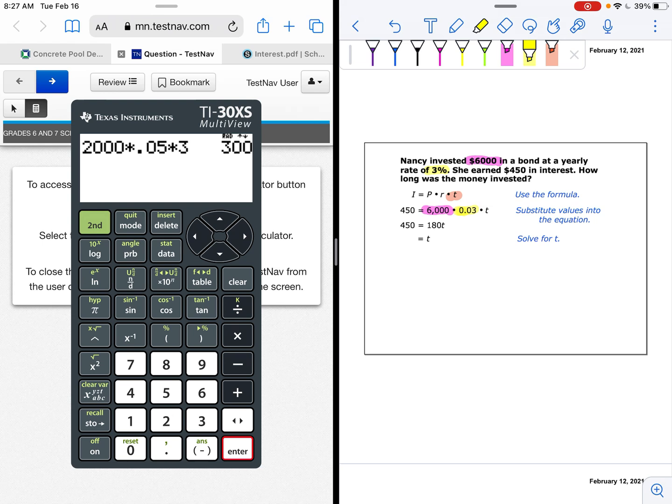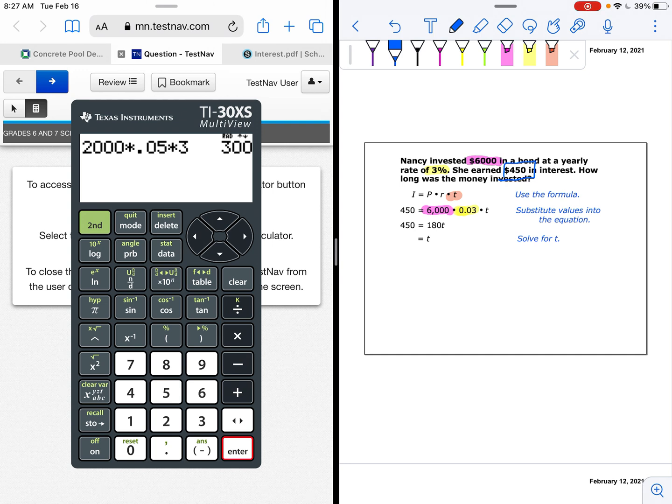So now we're going to do the math we can, and we know that she earned $450. That is the interest. Excuse me, that got a little sloppy. I said that backwards. That's the interest, not the principal. So this is the interest she earned, and we're going to work backwards from that.